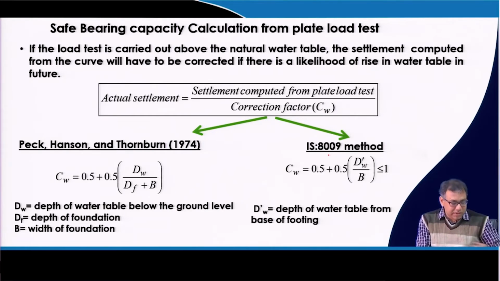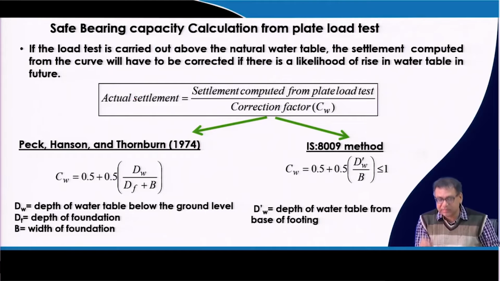Because in bearing capacity we are always going to the lower side, and in settlement we are going to the upper side, because that is a permissible value, a limited value. We cannot go beyond that limit. So, in case of bearing capacity, you reduce the value by applying the correction factor, and in case of settlement you increase the settlement by using the correction factor. That is what is mentioned here.